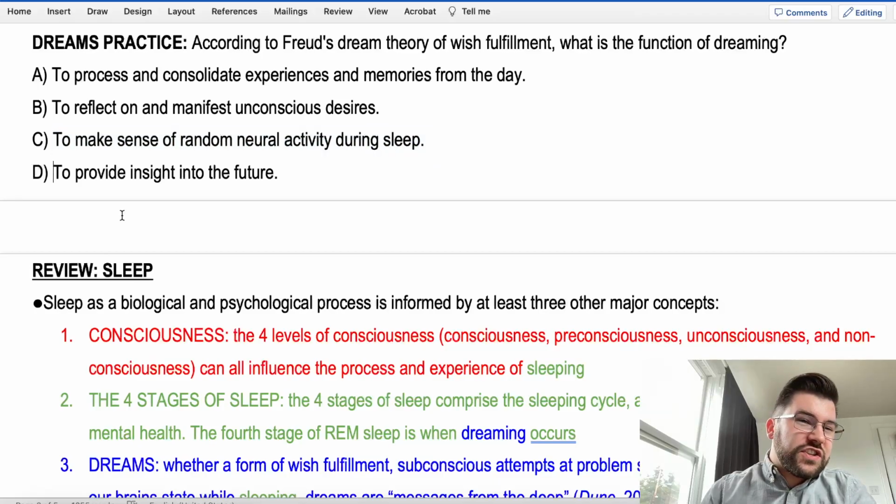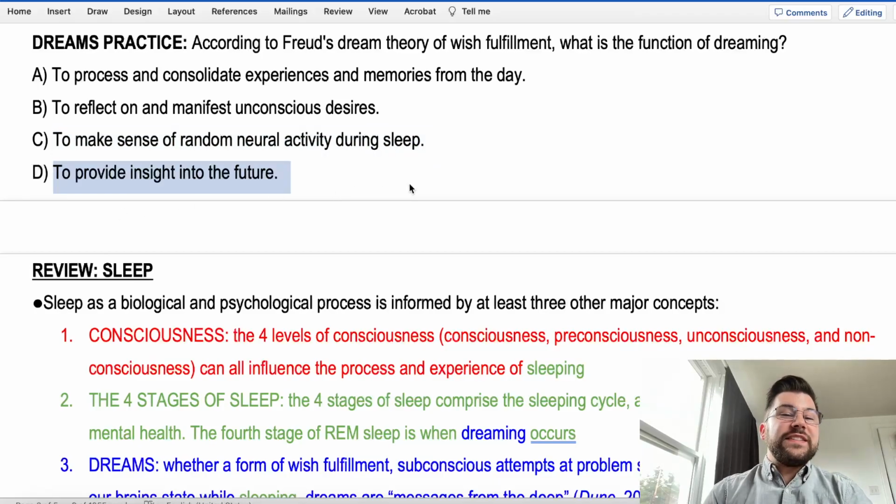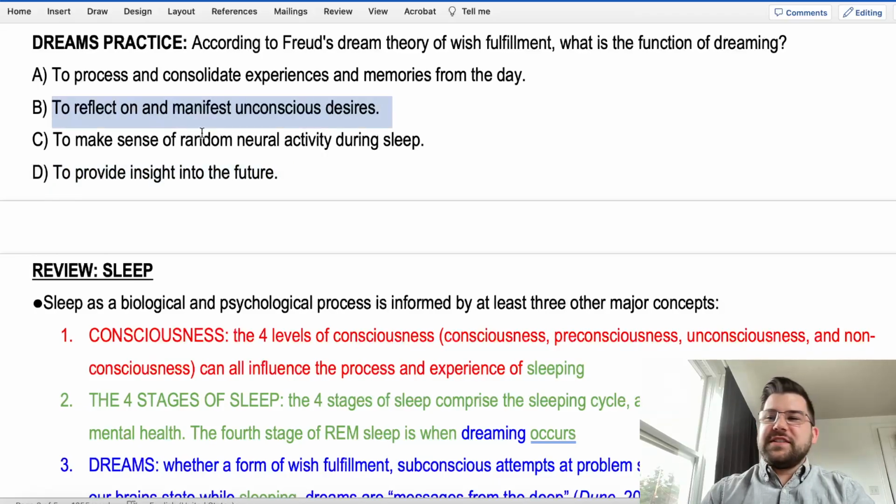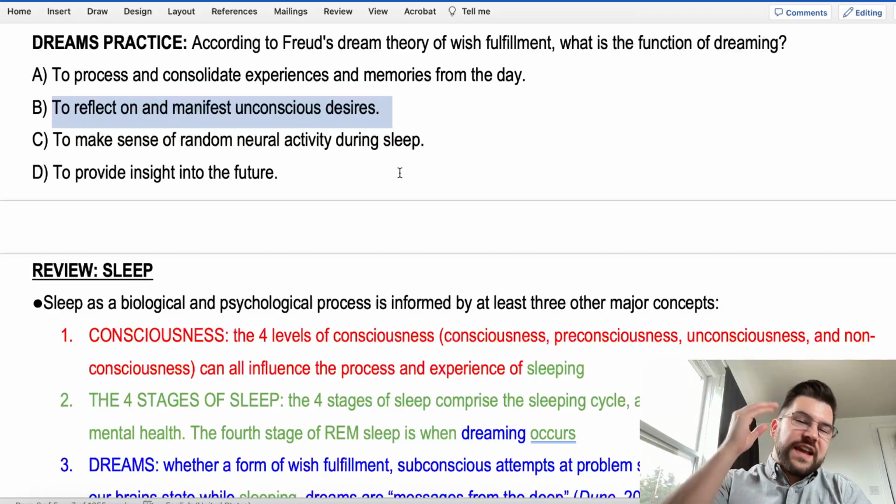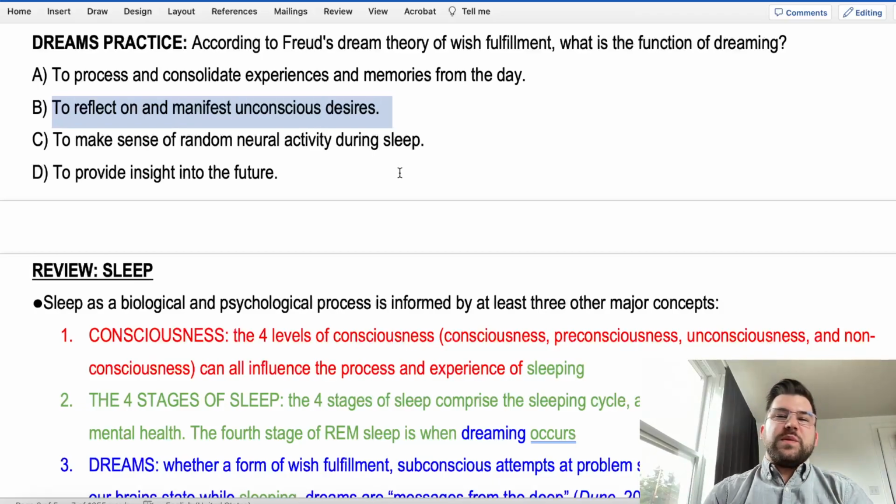And D, let's just check this one finally, to provide insight into the future. No, dreams are usually not predicting the future, right? That's usually not what we think dreams are actually doing. So let's go with B as the correct answer here, right? To reflect on and manifest our unconscious desires. That is what Freud said dreams were for in his wish fulfillment theory.